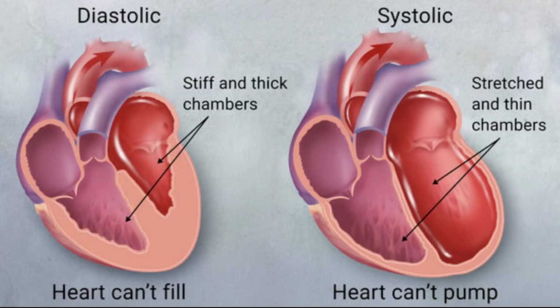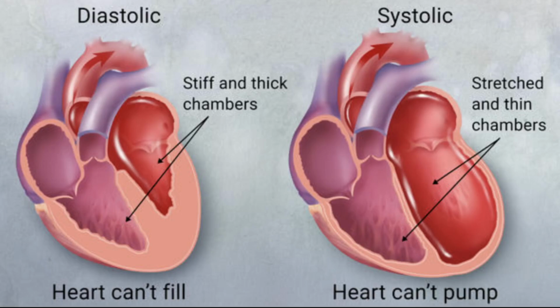Diastolic dysfunction, referred to as heart failure with preserved ejection fraction, HFpEF, is characterized by impaired ventricular relaxation and reduced compliance, leading to an increased end-diastolic pressure, EDP, and preserved EDV. Myocardial hypertrophy is a common cause of diastolic dysfunction.